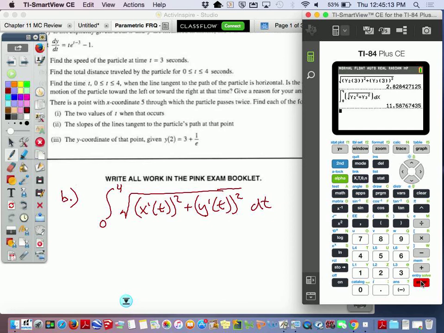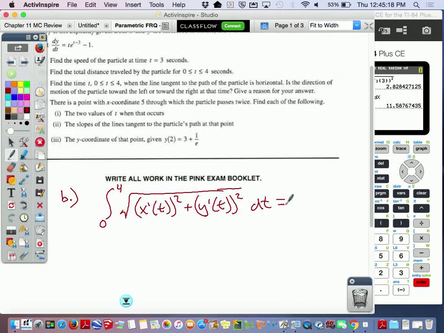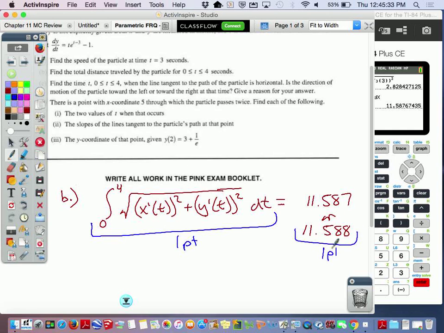It's thinking. And it gives us our answer of 11.587, or we could do 11.588. This is a 2-point question. You're going to get a point for setting up your integral, and then a point for your numeric answer.